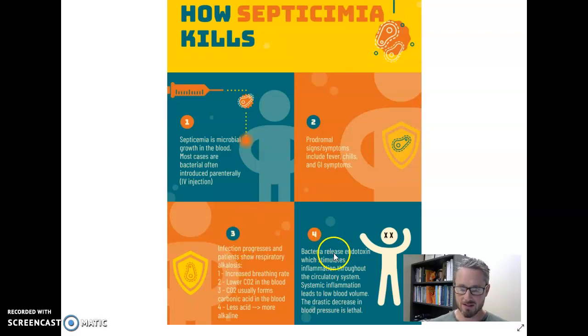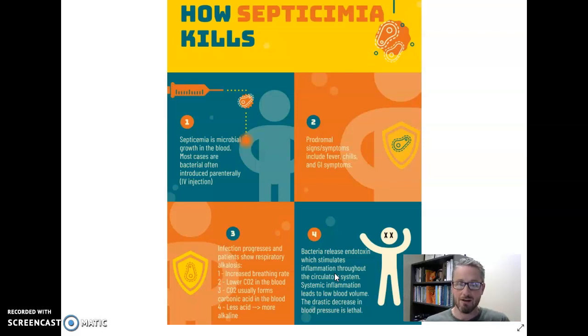The most risky part of this infection is that these bacteria that are infecting our blood often release endotoxin. That endotoxin stimulates inflammation throughout the entire circulatory system. And as we know, inflammation has a very systematic set of steps that happen, right? So when we have inflammation, we know that we get increased vascular dilation. We get vasodilation.